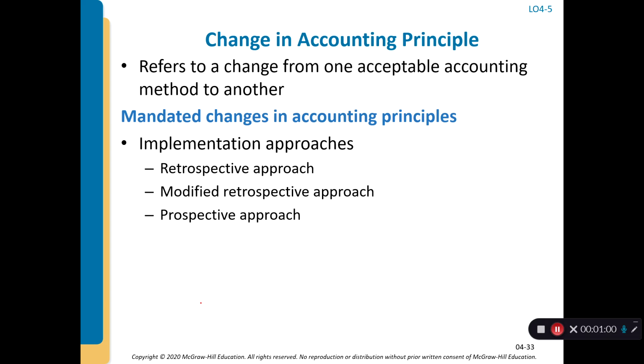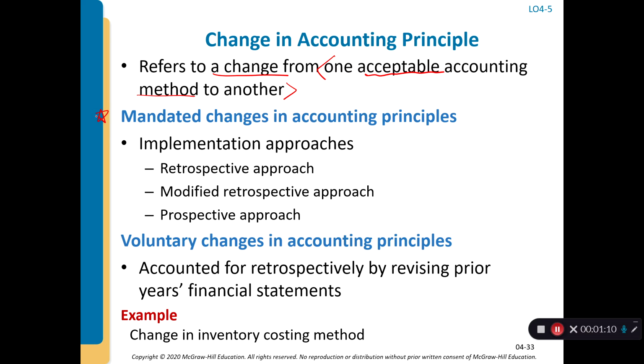And then what is a change in accounting principle? It refers to a change from one accepted accounting principle to another, right? So there's a mandated change and there's a voluntary change as well. The mandated changes in accounting principle mean the FASB requires implementation of a new accounting principle. Sometimes the FASB requires a change, and these changes potentially hamper the ability of external users to compare financial information among reporting periods, right?